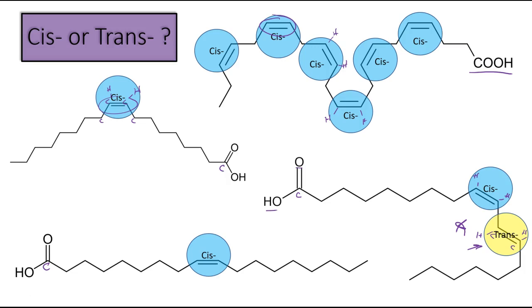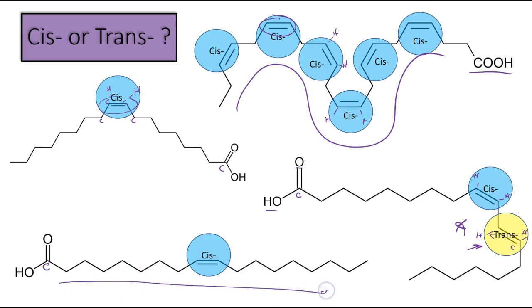Notice that the cis configurations allow this fatty acid to be a lot more flexible. In fact, if you look at the overall shape, it is a lot more flexible and less rigid than these, which have basically just a long rigid chain. This one is more unsaturated. The degree of unsaturation is increased, and so it is more flexible than these examples which only have one.